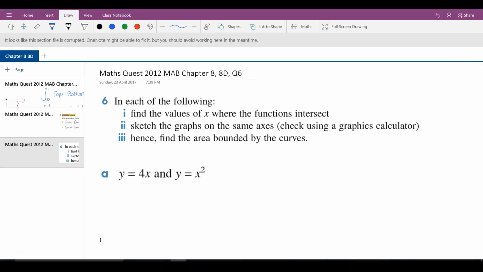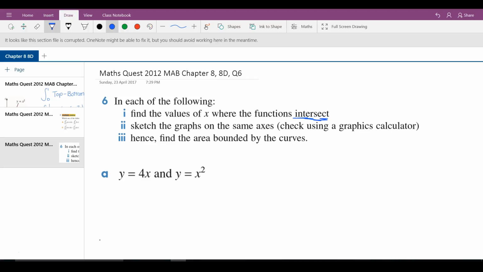Okay, welcome back. We're doing Math Quest 2012, Math B, Chapter 8AD, Question 6. In this one, question 6, it says, in each of the following, find the value of x where the functions intersect. So we're finding the intersect, and sketch the graph on the same axis.